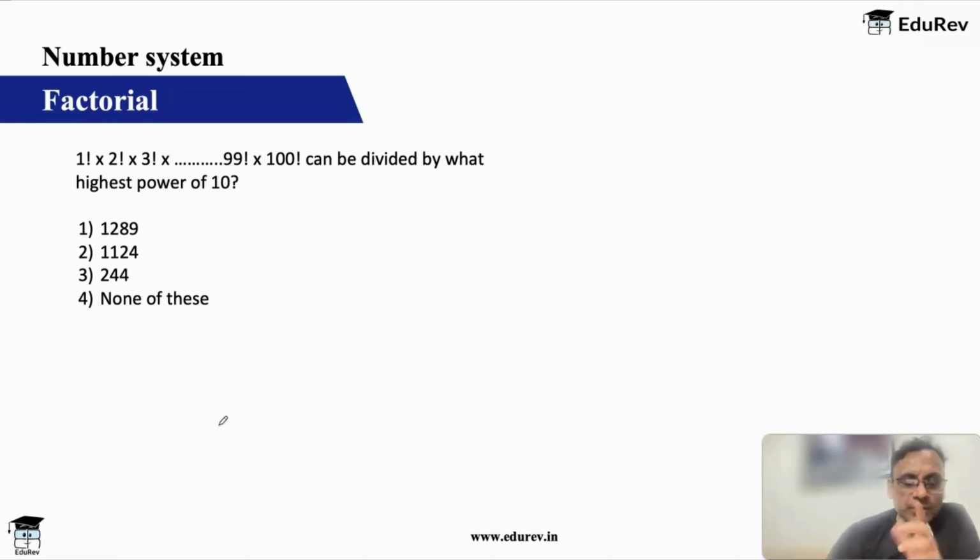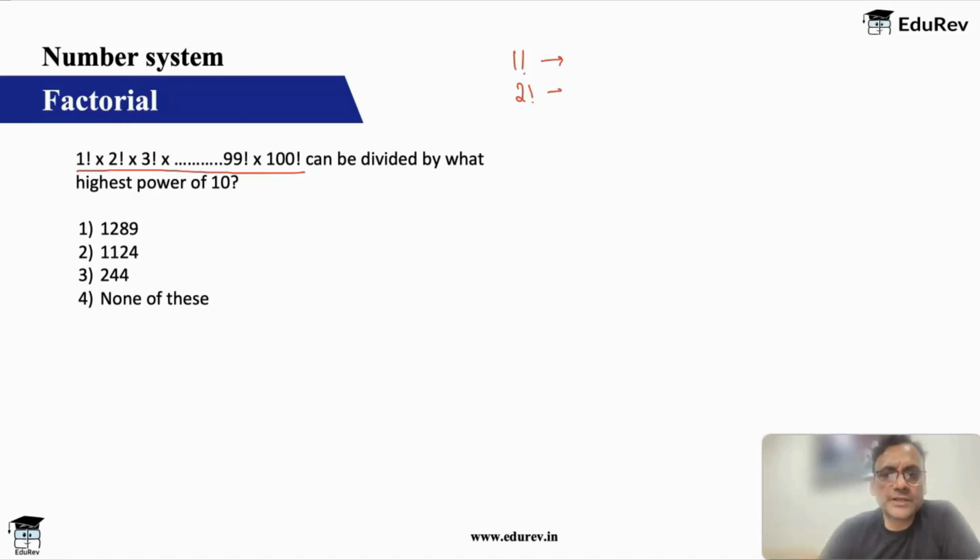Same question. Okay, now here all the numbers are getting multiplied. This can be complicated. Okay, but let's see this. Very interesting question. 1 factorial will not have any 0. 2 factorial will not have any 0. 3 factorial will not have any 0. 4 factorial will not have any 0. This we discussed in a previous question, right? So they will not give you any 0.